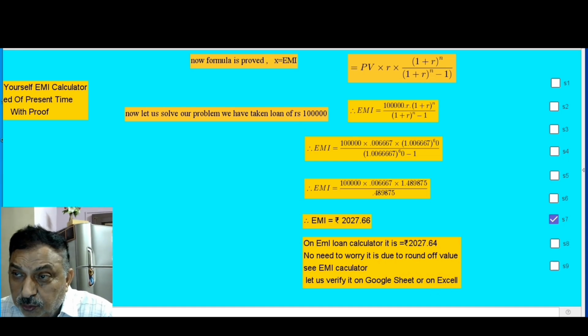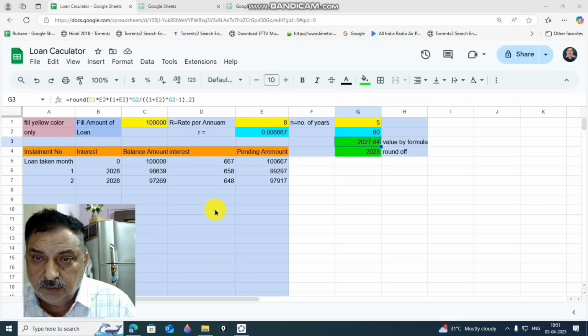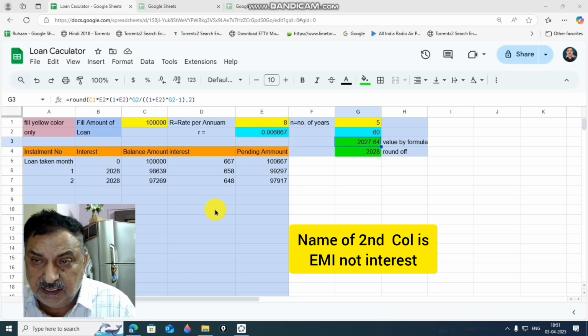Let us go to Google Sheet. We have manually calculated the value of EMI as 2027.66 rupees. Let us calculate this on our calculator. We will make a calculator on Excel sheet or Google Sheet in just 2 minutes. This is a blank page. Now we will write only 3 values here.